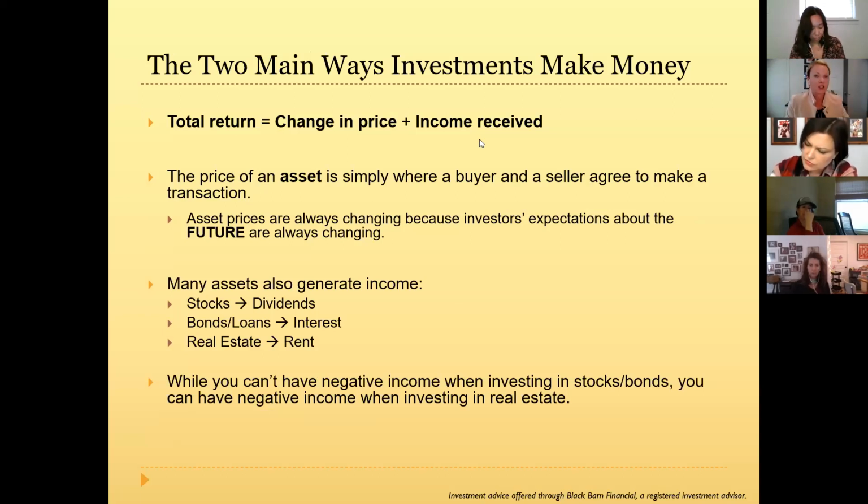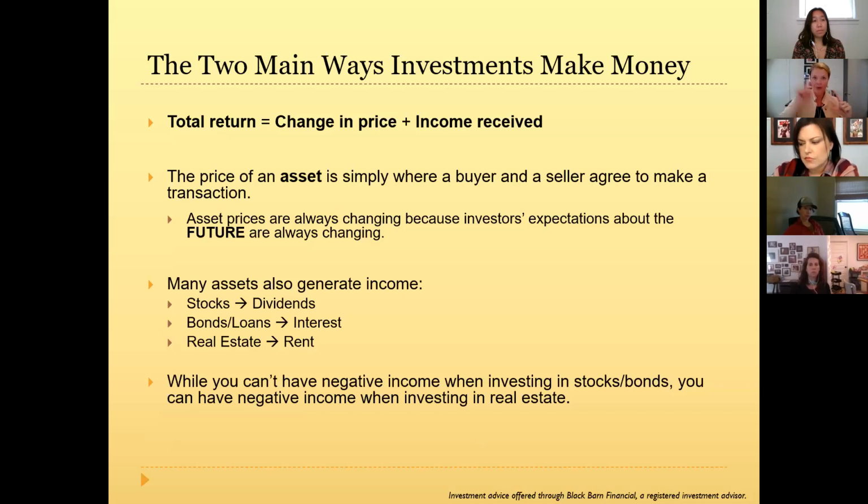Let's talk really quickly about the two main ways that investments make money. Your total return, the total amount of money that you make on an investment, is really made up of these two components. One is the change in price. And I always do this triangle thing with my hand. I'm trying to show the delta, right? The change in price. So you buy something for $100 and you sell it for $150. You made $50 on that transaction. So that's a change in price.